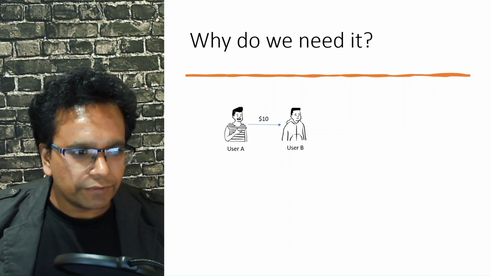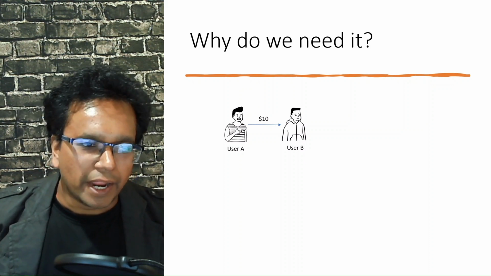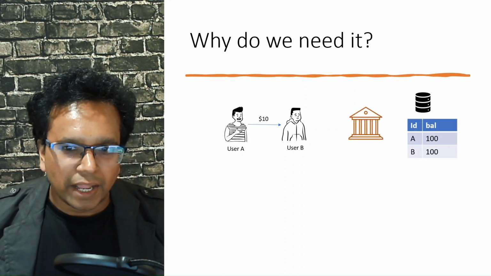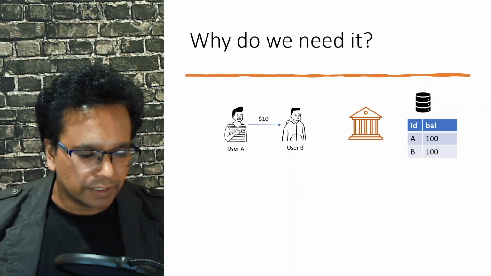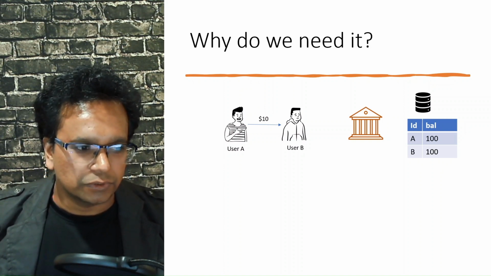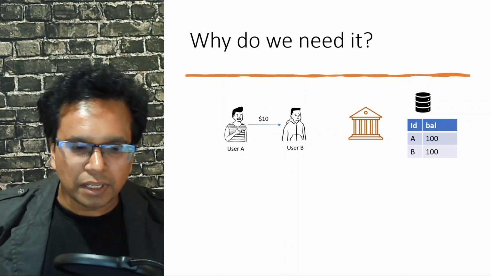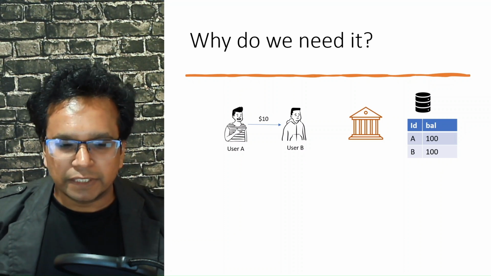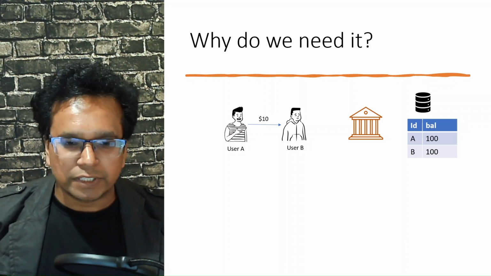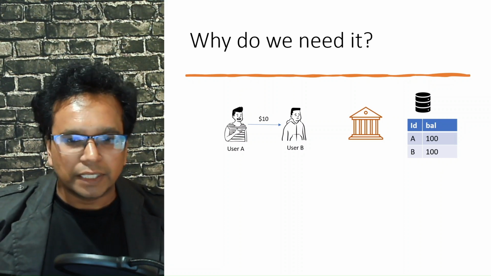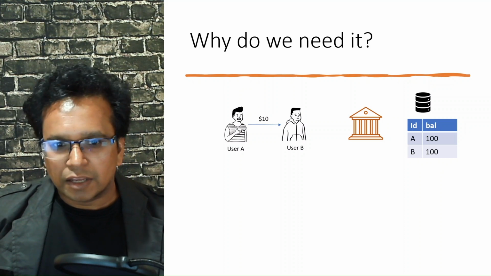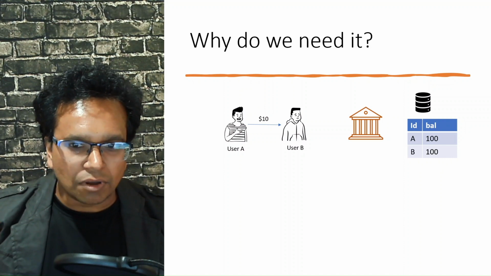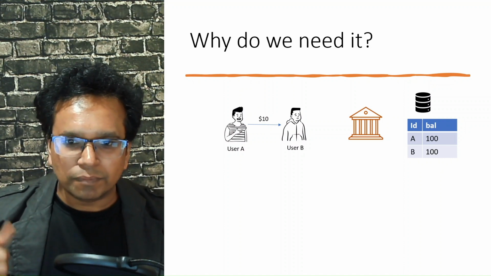Let's say we have two users, user A and user B, and user A has to transfer $10 to user B. They have a bank, and in the bank you have a database where their balance has been stored. So user A has a balance of $100 and user B has a balance of $100, right? Now to transfer the money from user A's account to user B's account, we are going to debit $10 from user A and then credit that $10 to user B. We do this by subtracting $10 from the balance of user A and adding $10 to the balance of user B.